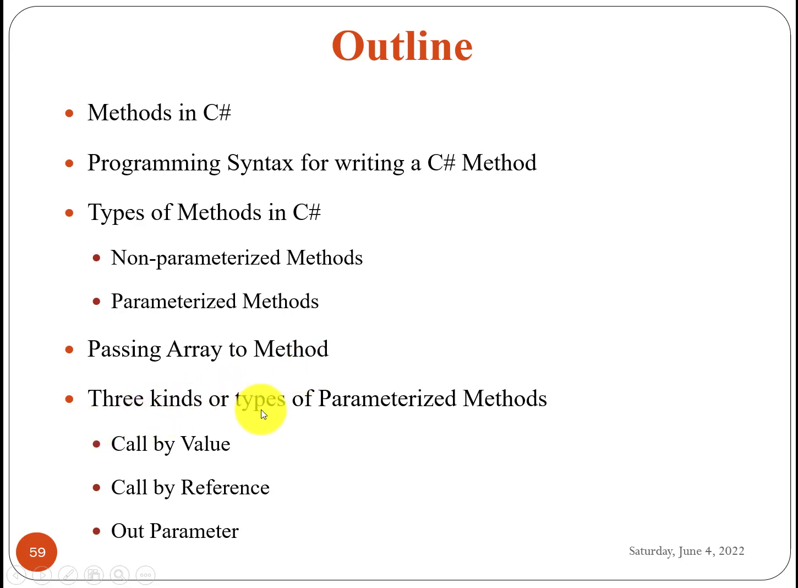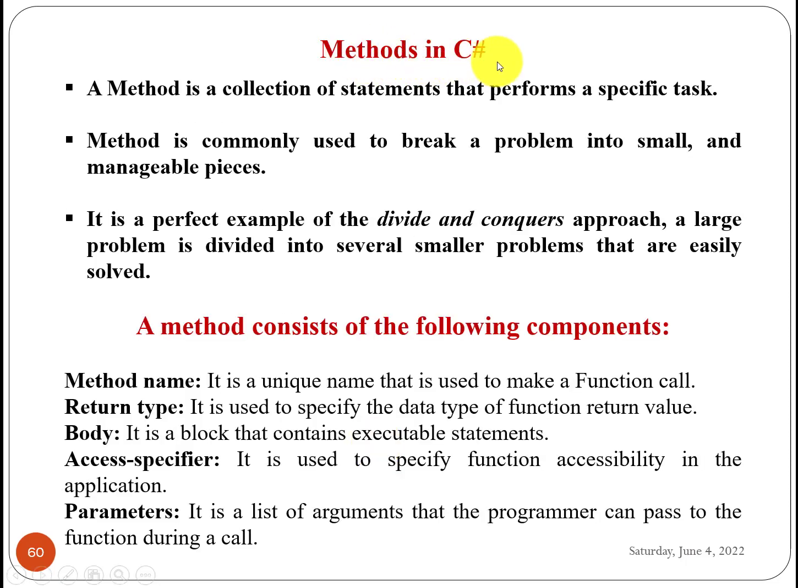Three kinds of parameterized method. Number one, call by value. Number two, call by reference. Number three, out parameters. So we are going to discuss all the details about methods in C# in this lecture. Methods in C#.